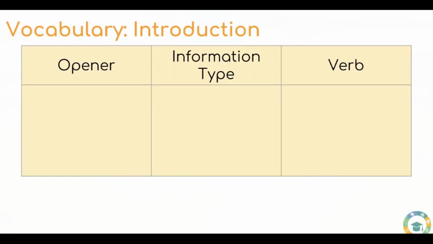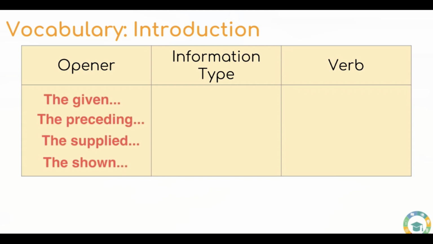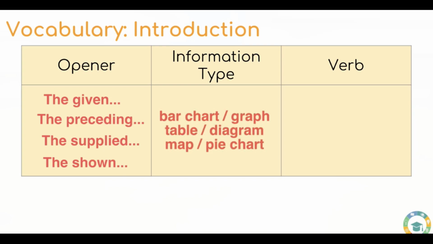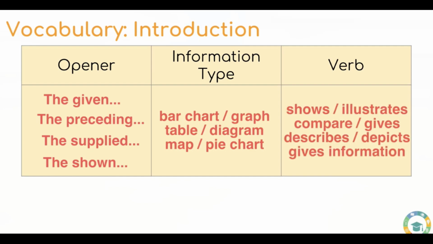Here is the essential vocabulary for your introduction paragraph. Note them down and practice using them in a variety of ways. You could also post them to the Q&A section. Here are 4 top openers that you could use to begin your writing. The given, the preceding, the supplied, the shown. Following this, we need to give the type of visual information that we are provided with. Then add one of these verbs and this is your opening sentence.